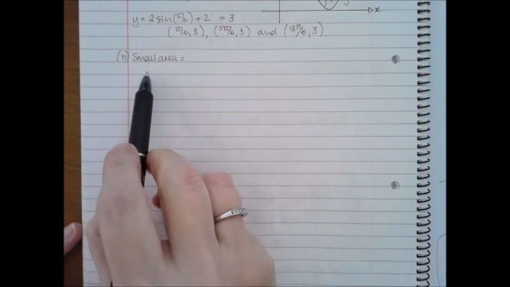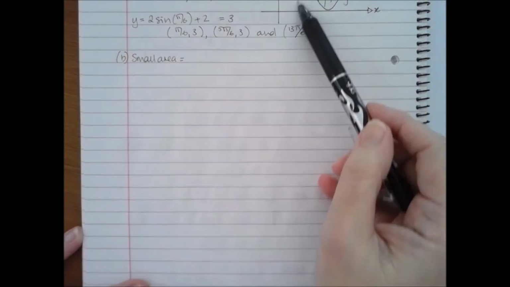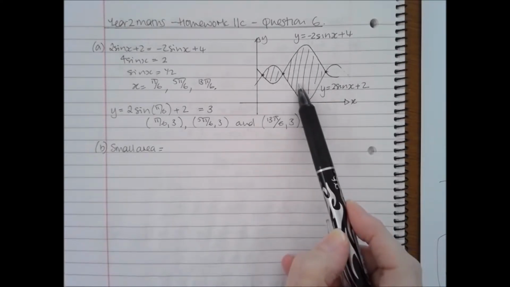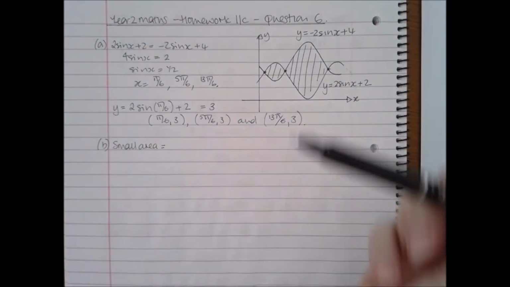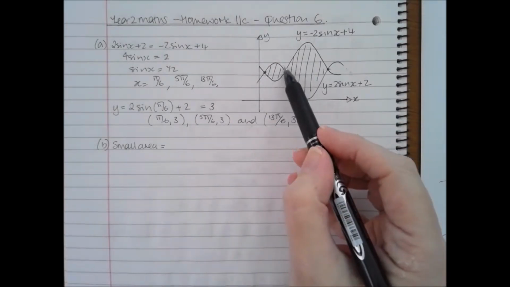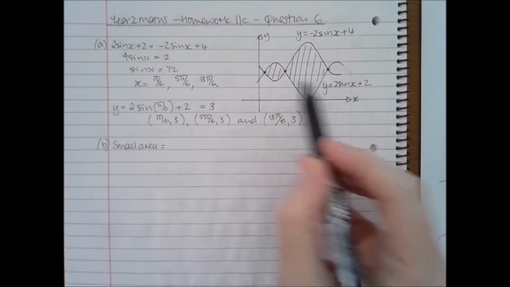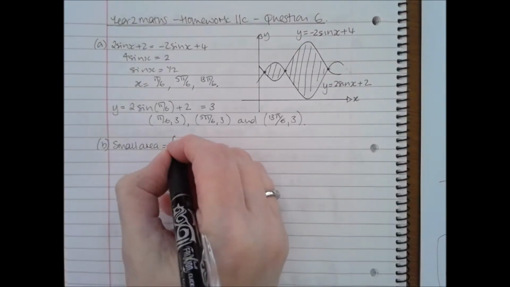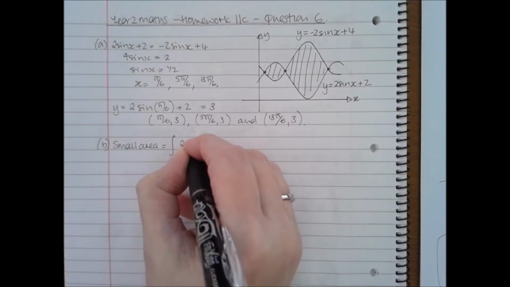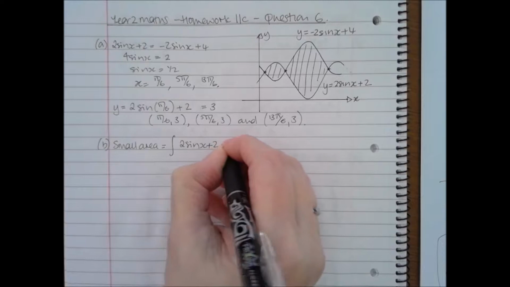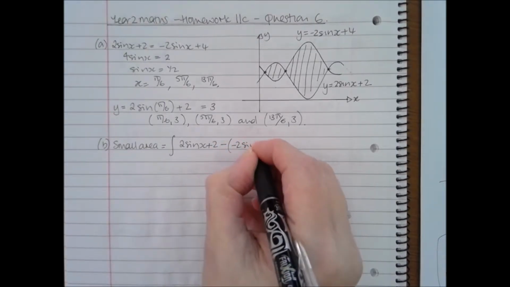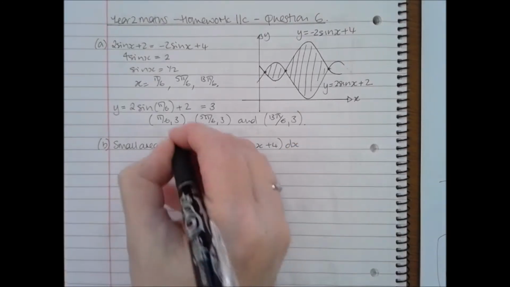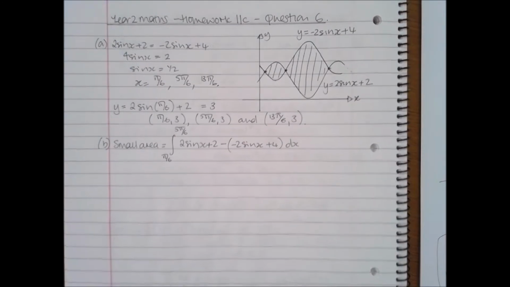So part B asks us to find the shaded area. Again, I need to do this in 2 parts. I'm going to find this area first, this is my small area, and then I'm going to find the larger area. For this small area, the curve at the top is 2 sine x plus 2, and the curve at the bottom is minus 2 sine x plus 2. So I'm going to integrate 2 sine x plus 2, take away minus 2 sine x plus 4, between the limits of pi by 6 and 5 pi by 6.